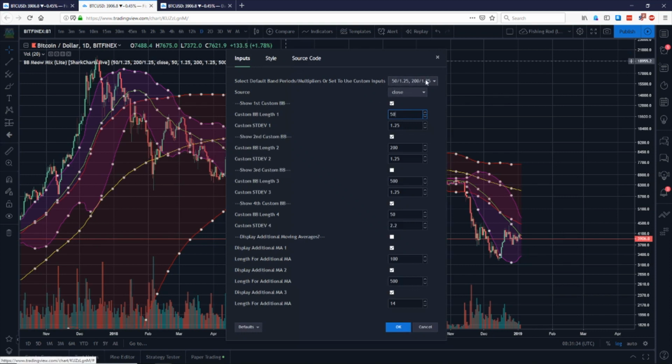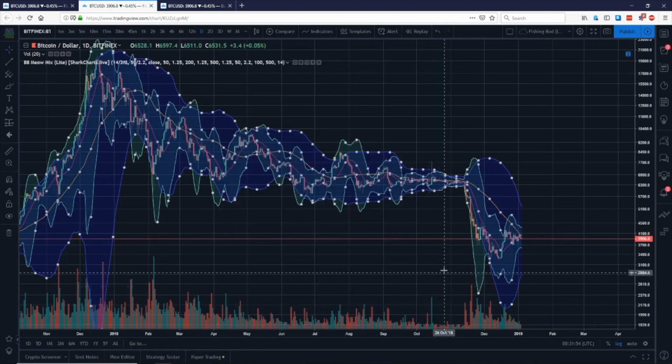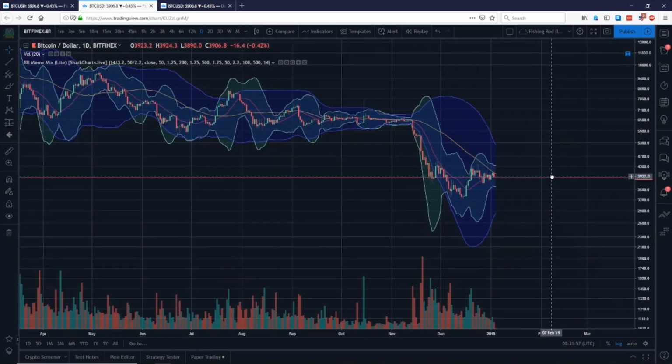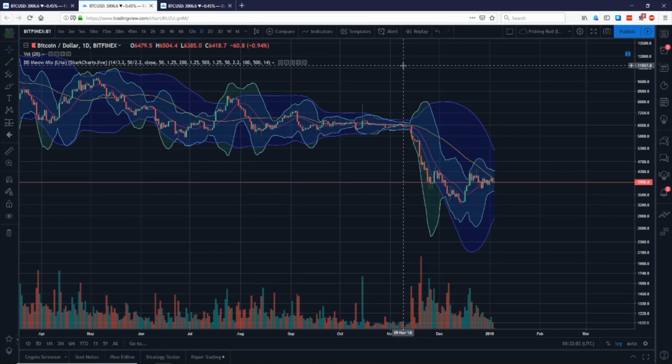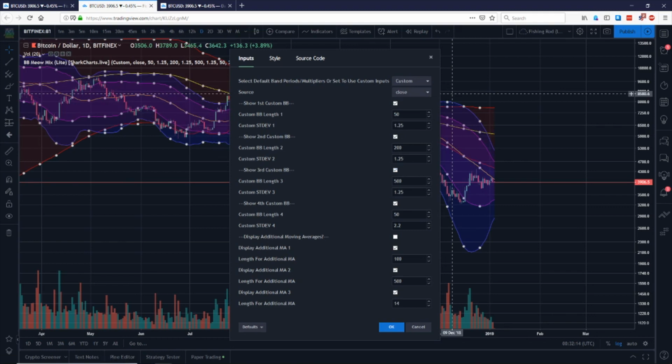So it has several different presets built in depending on what exactly you might want to do. For the main long-term overview, the 50 and 200 length bands with 1.25 standard deviation. 14 and 50 with 2.2 and 3.2 are more for quickly identifying a trend in a local time frame. And if we go to custom, we can plot up to 4 different bands.